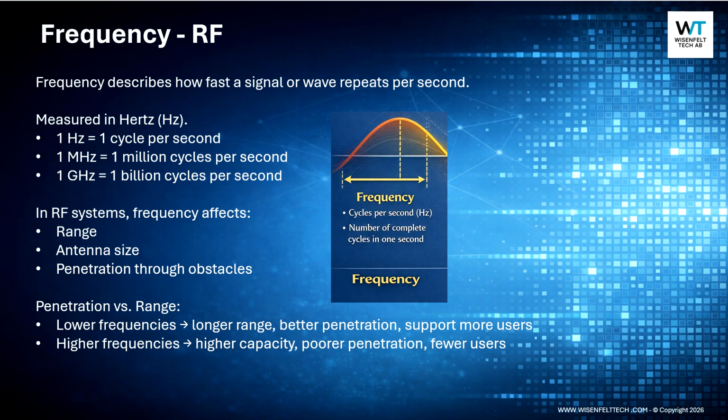A useful rule of thumb is the trade-off between penetration and range. In general, lower frequencies provide longer range and better penetration, which often allows them to support more users. Higher frequencies, on the other hand, typically offer higher capacity due to wider bandwidth, but they have poorer penetration and therefore usually support fewer users.